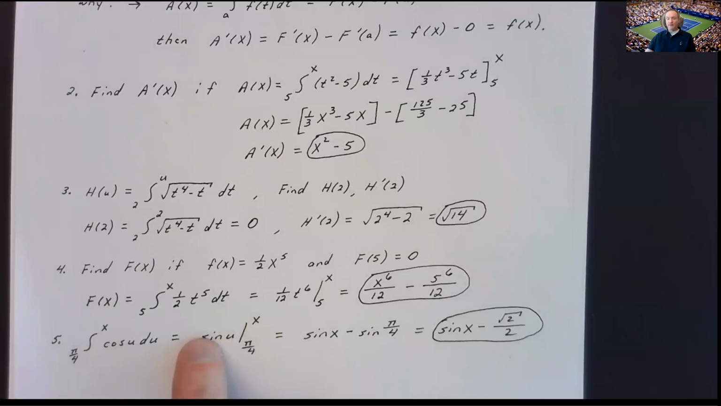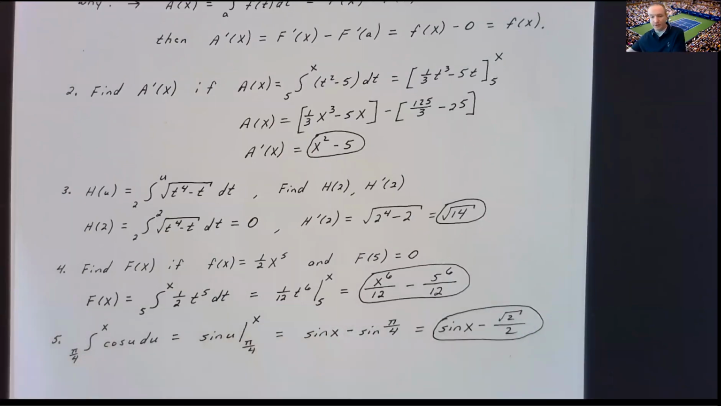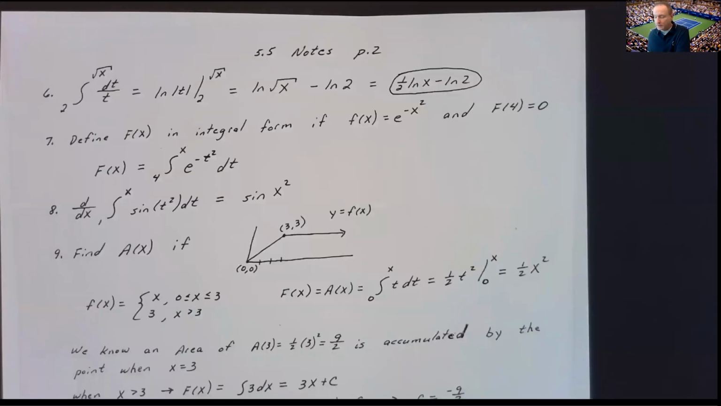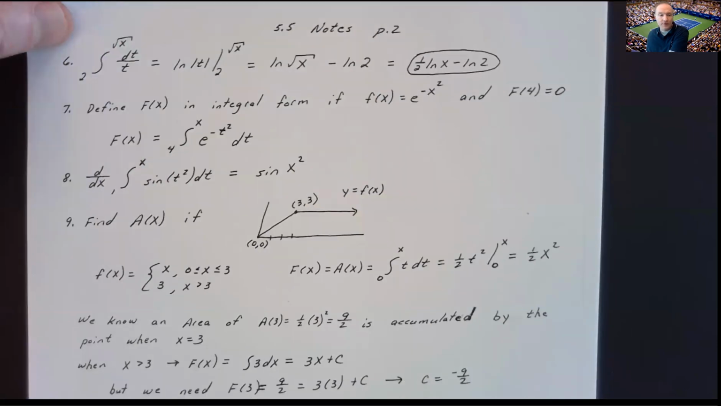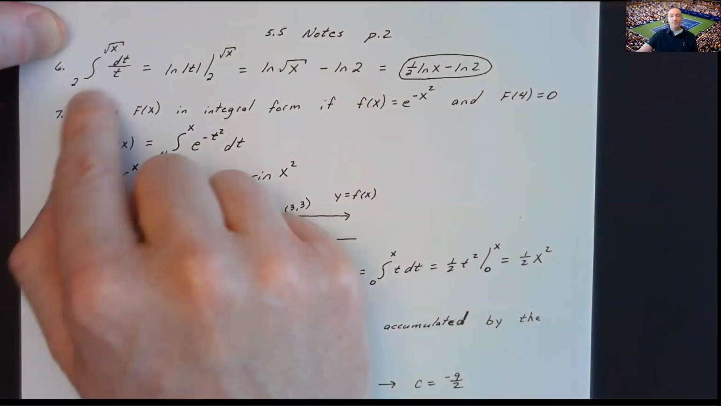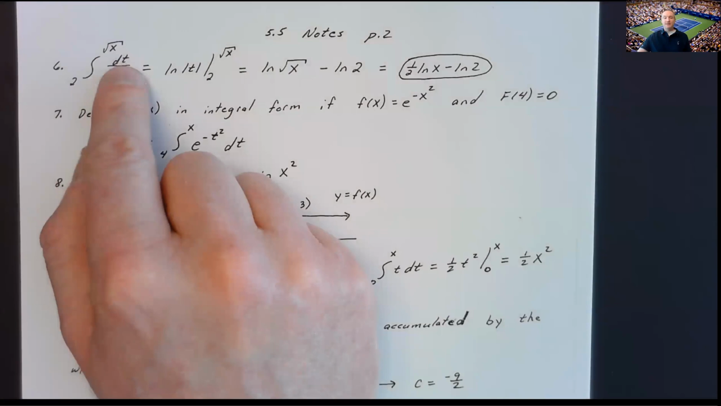Well, the sine of the upper limit is going to be sine of x, and then evaluate the lower limit, minus the sine of pi over 4. We know that this is just going to be the sine of x minus the sine of pi over 4, which is the square root of 2 over 2. Pretty good problem. Now, another one similar to that. What if I ask you to integrate from 2 up to the root of x of dt over t?